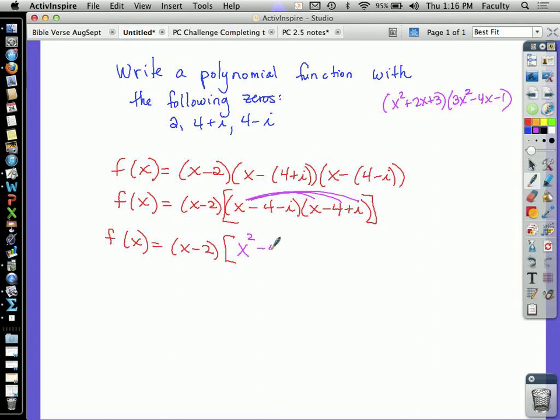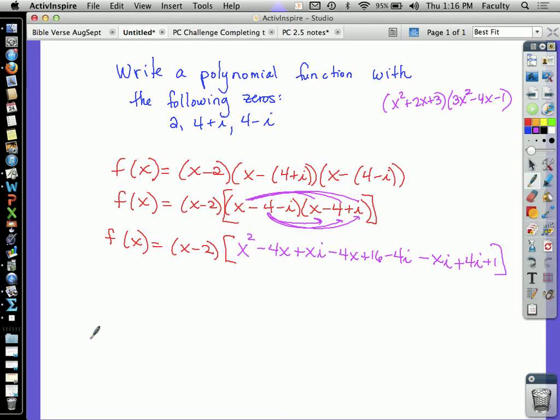x squared minus 4x plus xi. And then we're going to take the minus 4. And I'm going to get minus 4x plus 16 minus 4i. And then we have to take the i, the minus i actually. So I'm going to do minus xi plus 4i. Minus i squared would be a plus 1. Okay, now I realize that looks horrible right now.